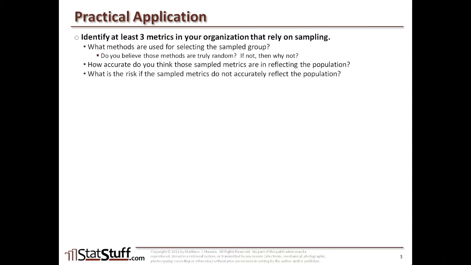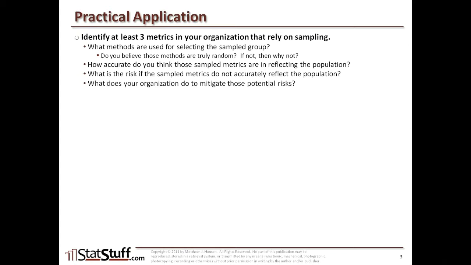And also, what's the risk if the sample metrics don't actually reflect the population? So if you think that maybe there is some difference there and it doesn't truly reflect the population, is that a big deal or not? Is it a high risk? Or is it close enough that maybe for what you do in your business and what's important to your customer and who you're serving, that maybe it doesn't matter that there is some difference? That's what I'd like you to consider there.